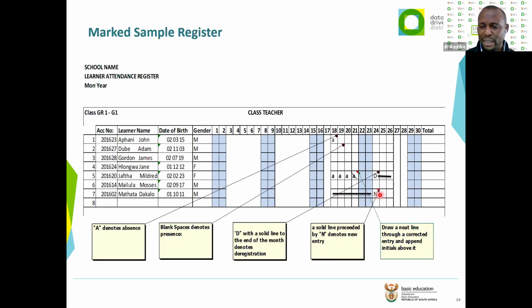This one here is preceded by N, which denotes a new entry. And when you draw a line here, you draw a neat line through a corrected entry and put an opened initial above it. Colleagues, as I said, this is a Gauteng best practice. What we are saying is, if you know that this would work for you and it's in line with your provincial policy, you can please adopt it.